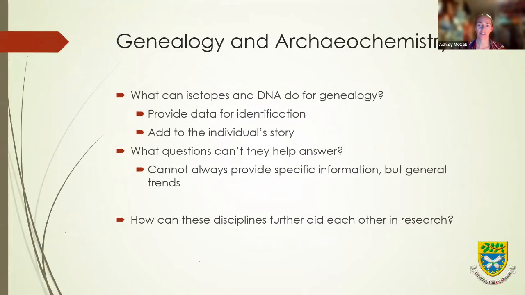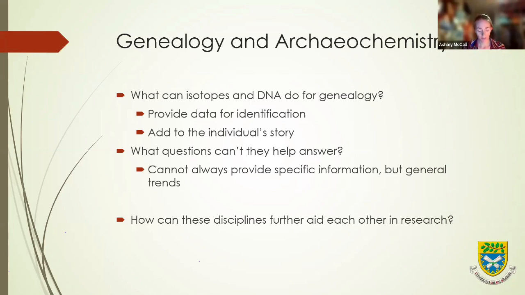So, genealogy and archaeochemistry. What can isotopes and DNA do for genealogy? The relationship between these disciplines is complementary, where both can help fill in information that the other may lack. DNA can provide more concrete evidence of relatedness, provide family tree details, provide unrelatedness, analyze disease and other health conditions, and investigate distant human origins. And when combined with isotopes, they are powerful tools genealogy can use, and vice versa.